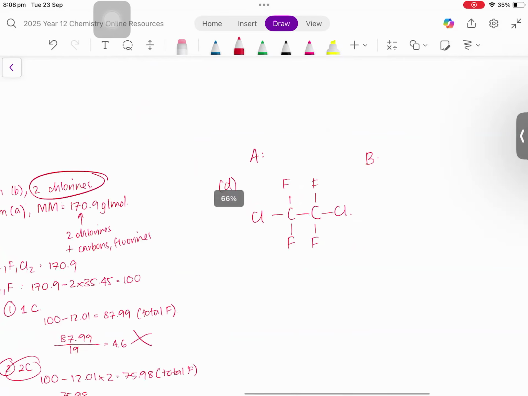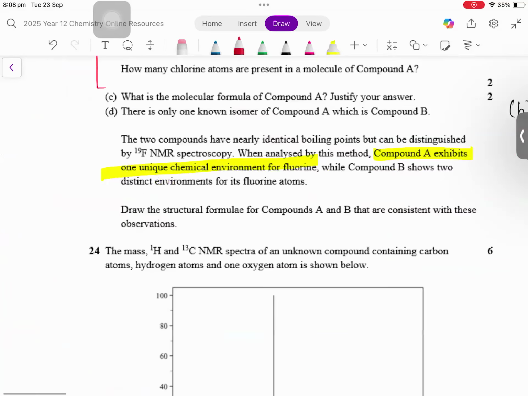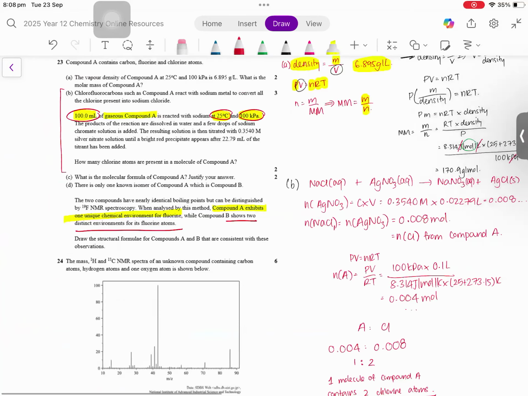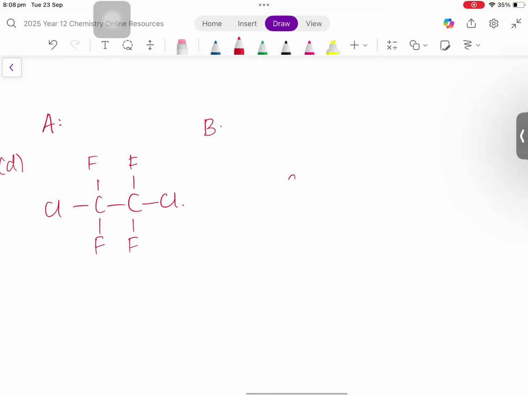Compound B is asymmetrical. It shows 2 distinct fluorine environments. How are you going to place the fluorines on the carbons if it's not symmetrical this time? You can either do 2 and 2, or you can do 3 and 1. Exactly. 3 and 1, and then the 2 chlorines go on the same.